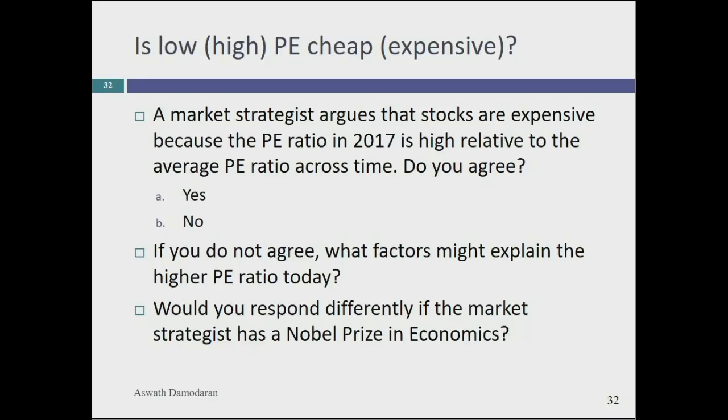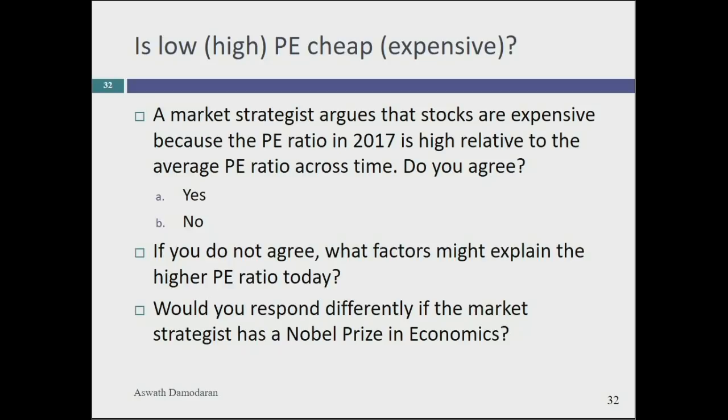What does that mean? It doesn't mean stocks are undervalued, but I definitely can't jump to the conclusion that stocks are overvalued. It's incredibly sloppy. And even if you have a Nobel Prize, you don't get the license to be sloppy and say stocks are in a bubble because the P/E ratio today is higher than it's been historically. So I need to control for those differences, right?